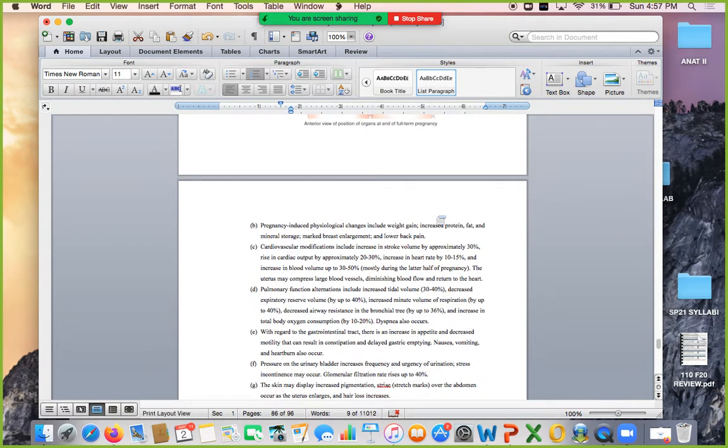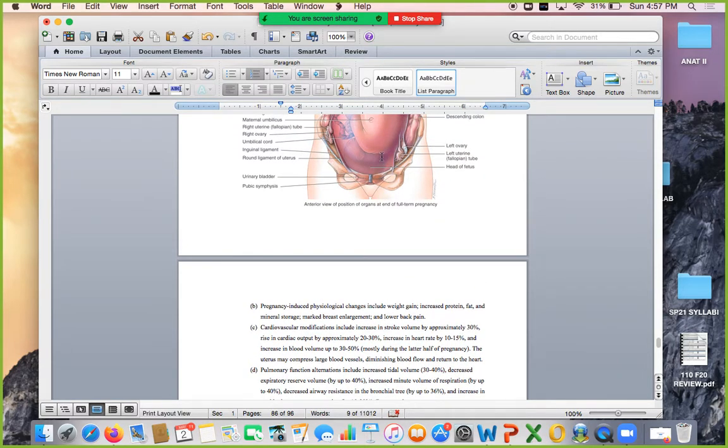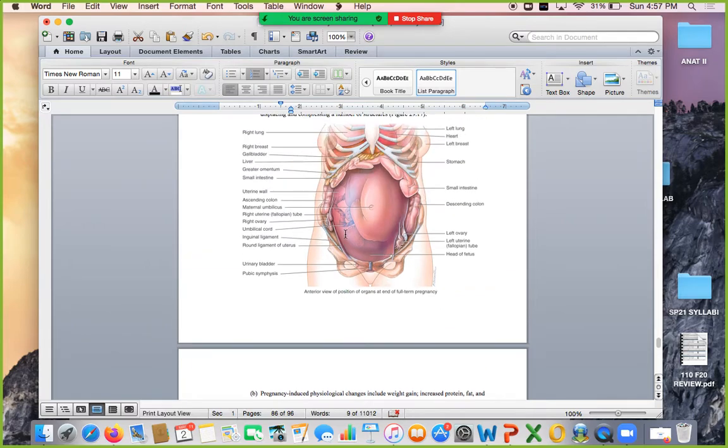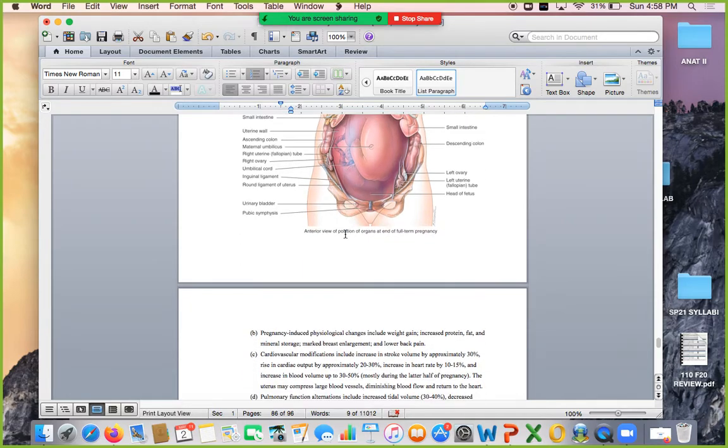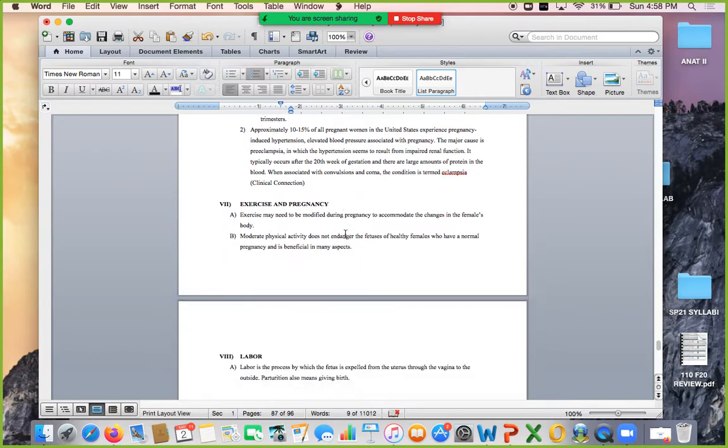So some of those changes associated with pregnancy are going to be weight gain. Well, yeah, you've got a fetus inside there that might weigh upwards of 10 pounds by itself, and then all of the fluid. And then we also have increased protein, fat, and mineral storage in the body, as well as breast enlargement to prepare for lactation, and lower back pain because we are going to have a weird, odd distribution of weight. This leads to what we call the pregnancy waddle, which is a very strange walk that pregnant women tend to do, where they go left and right and left and right, an odd canter or lumber instead of moving their legs forward and backwards.